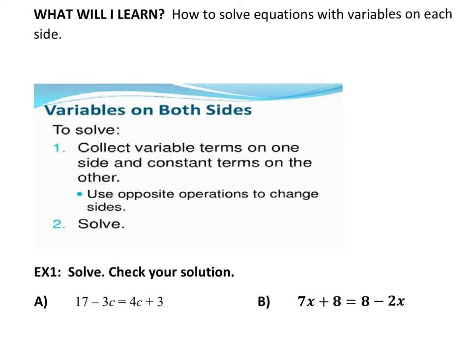So to solve, step number 1, collect variable terms on one side and then constant terms on the other. Use the opposite operation, the inverse operation, to change the sides, and then of course solve.